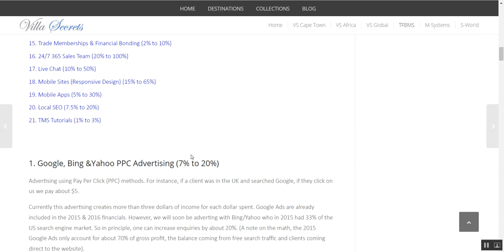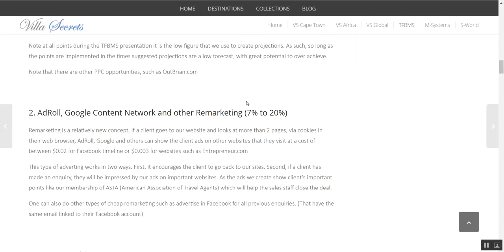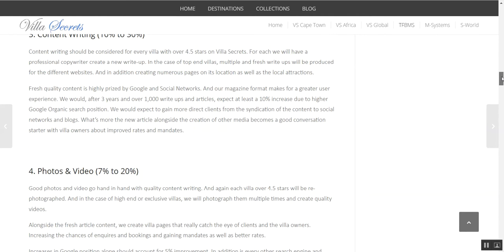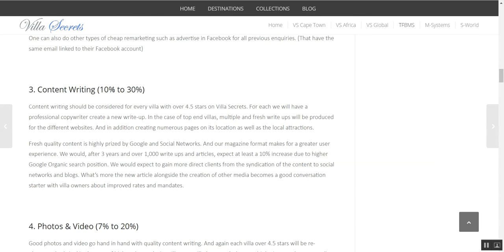And we see here, this is what happens after 3 years: between 7 to 20% from ad roll, between 7 to 20% from content writing, between 10 to 30%. Now, what we're saying is in 3 years, that 1 million rands from Cape Town Luxury Villas in 2015, actually the 1.4 rounded to 1 million rands, will increase by 10 to 30% due to content writing.